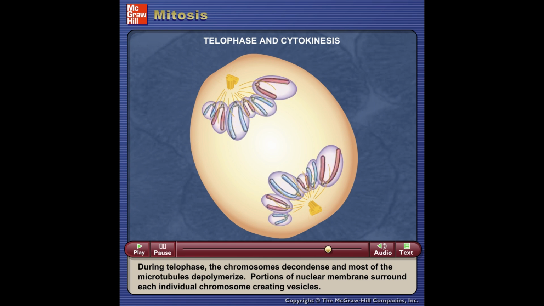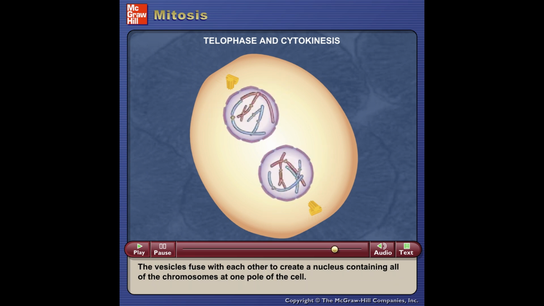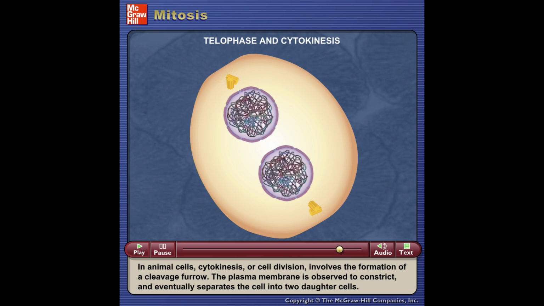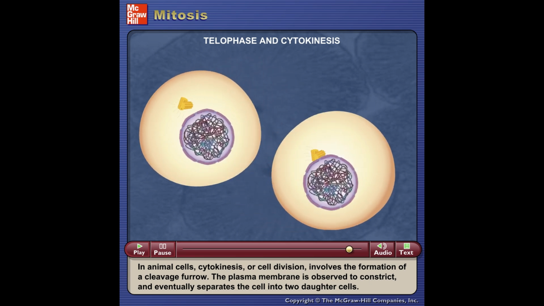Portions of nuclear membrane surround each individual chromosome, creating vesicles. The vesicles fuse with each other to create a nucleus containing all of the chromosomes at one pole of the cell. In animal cells, cytokinesis or cell division involves the formation of a cleavage furrow. The plasma membrane is observed to constrict and eventually separates the cell into two daughter cells.